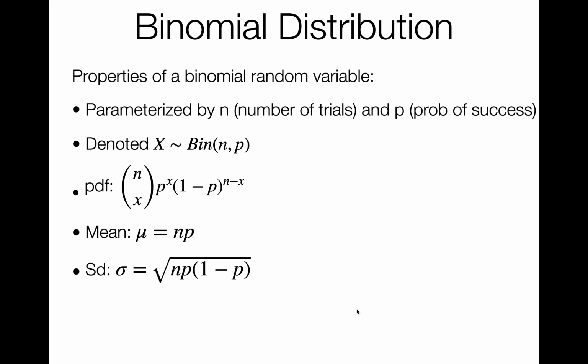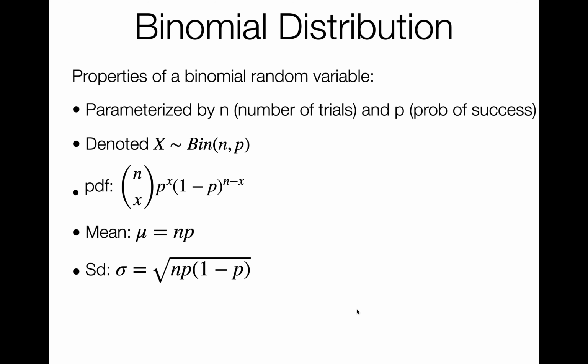Here are the properties of a binomial random variable. A binomial random variable is parameterized, or characterized, just as before. If you remember back to the normal distribution, it is characterized by mu, the mean, and sigma, the standard deviation. In the case of the binomial distribution, the two things are the number of trials, n, and the probability of success, p.